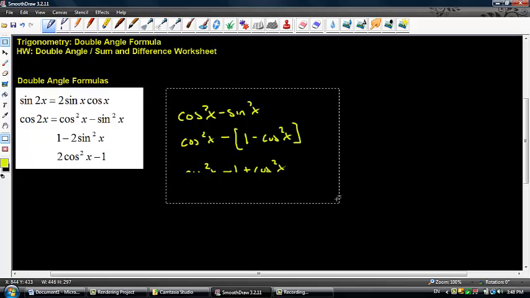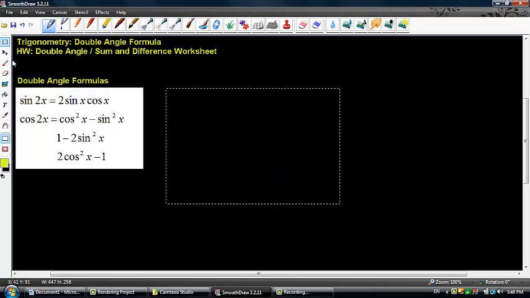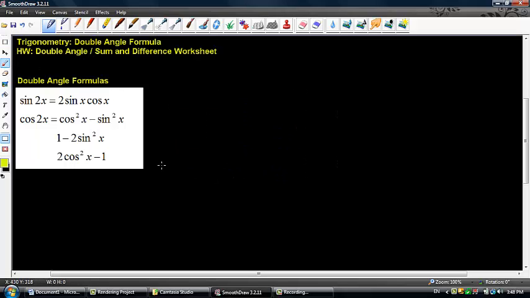So double angle, like I said, is used to figure out angles that you don't readily know. So let me go and just pause real quick. I'm going to type up a problem, and then I'll be back in a flash.